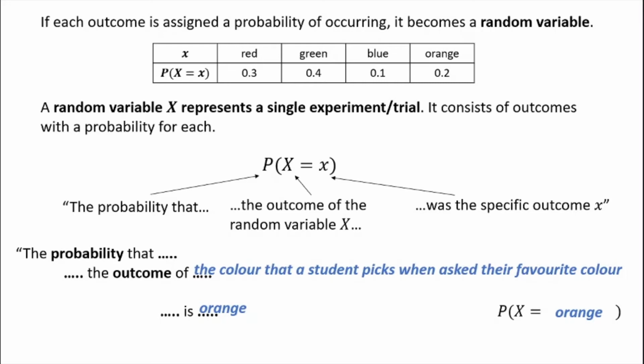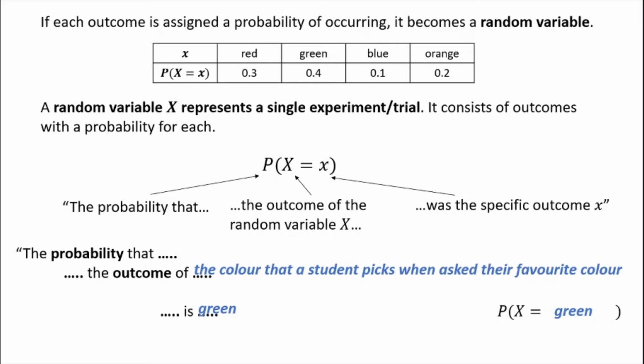Similarly, the probability that the outcome of the color that a student picks when asked their favorite color is blue, that long sentence can be summarized in this statement: the probability that X equals blue. The answer, 0.1. The probability that the outcome of the color that a student picks when asked their favorite color is green, summarized as P, X equals green. Answer being 0.4. So this is shorthand for actually quite a lengthy probability statement.